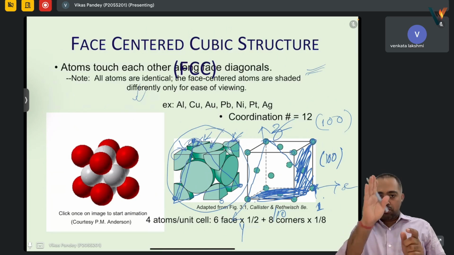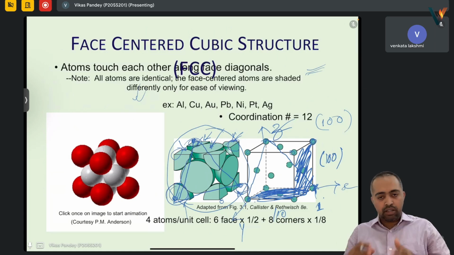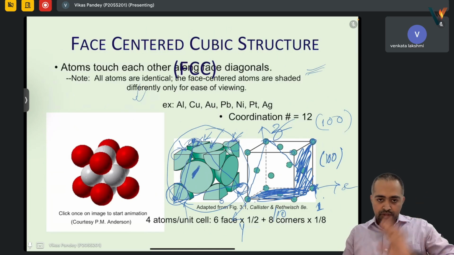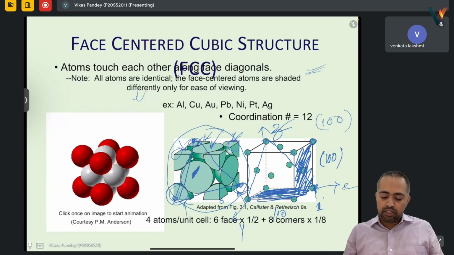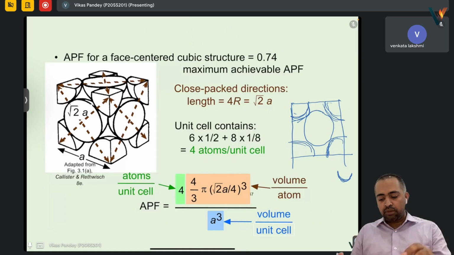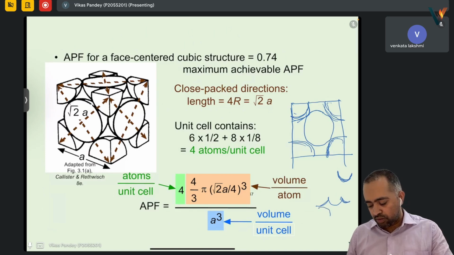On top, one layer of atoms will be visible. In the bottom layer, the left corner, right corner, and central corner will be out. But the front side face-centered atom will be there, and the back side face-centered atom will be there. So for the same area, you will see a very dense kind of atomic structure. If you see here also, it will be there.